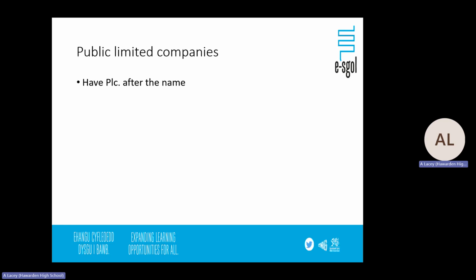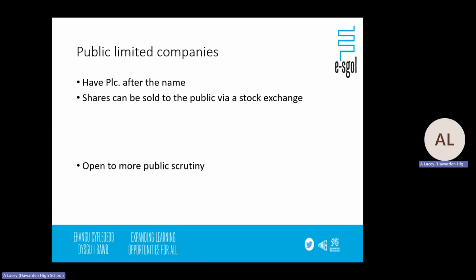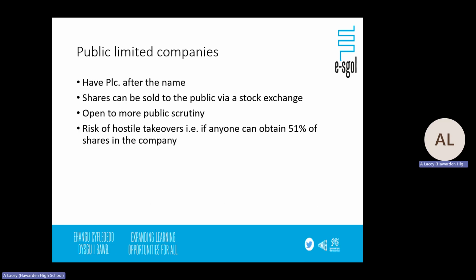Now, public limited companies have PLC after the name. With this, shares can be sold to the public via the stock exchange. They are open to more public scrutiny and the risk of hostile takeovers. So if anyone obtains 51% of the shares of the company, they are the major shareholder.